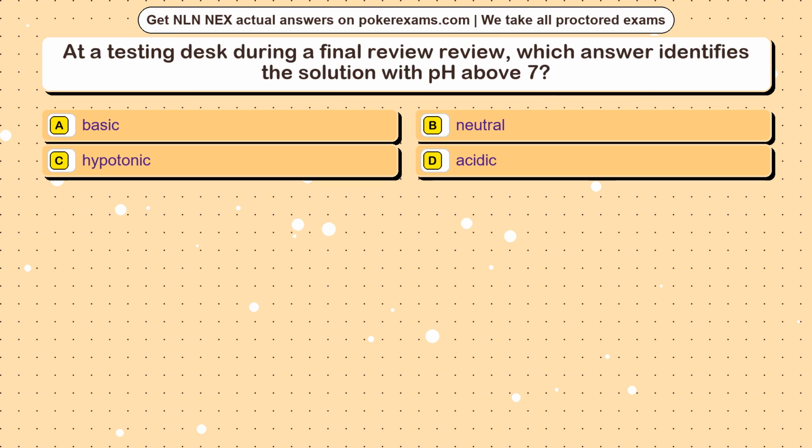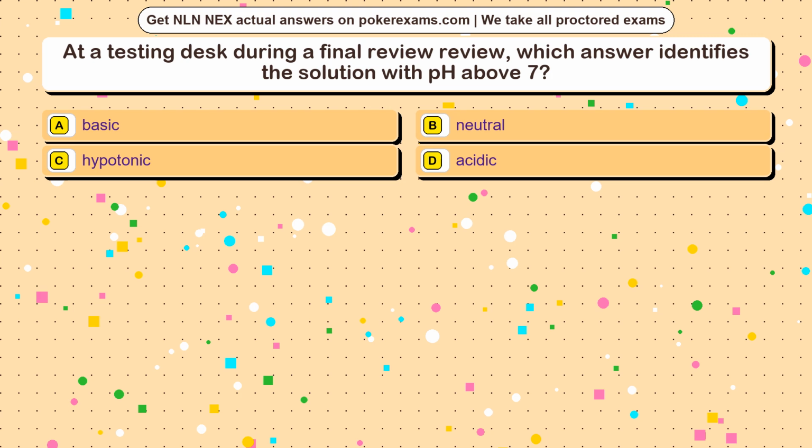Question 23. At a testing desk during a final review, which answer identifies the solution with pH above 7? Option A, basic. Option B, neutral. Option C, hypotonic. Option D, acidic.